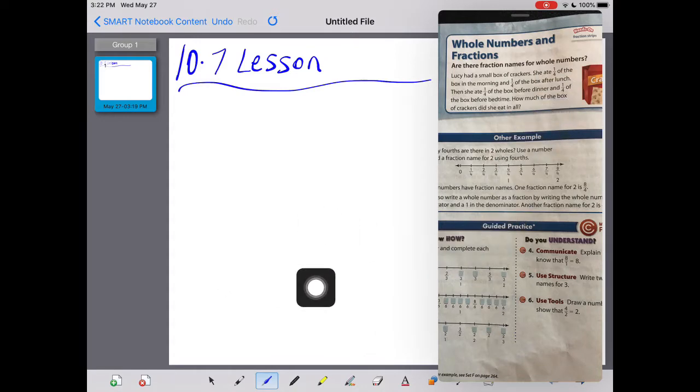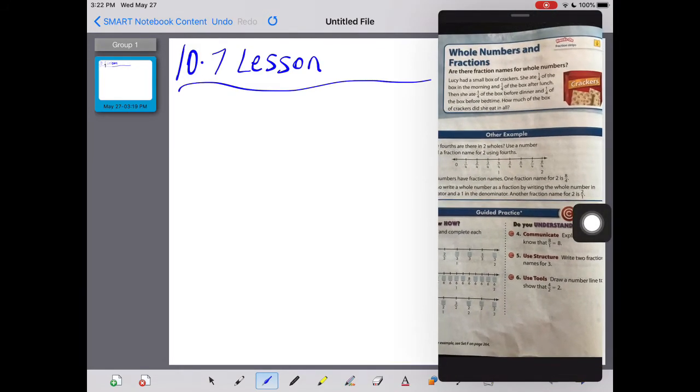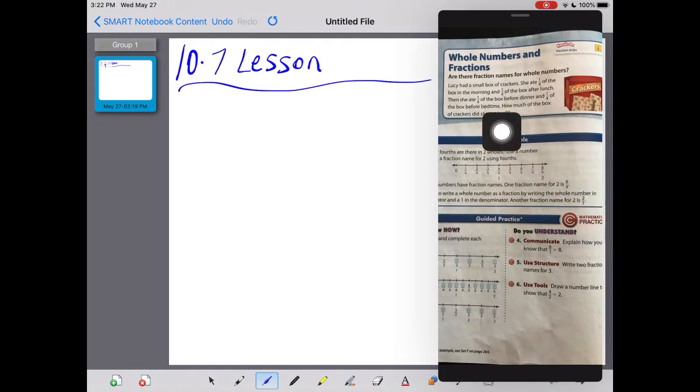If you watched a Happy Adder video, this will look familiar, but we're also going to move on to an additional example for more than one. In that video we looked at a box of crackers. Lucy had a small box of crackers, and she ate 1/4 of the box in the morning and 1/4 after lunch. Then she ate another quarter of the box before dinner and the final quarter before bedtime. Lucy is full of crackers. The question is, how much of the box of crackers did she eat in all?